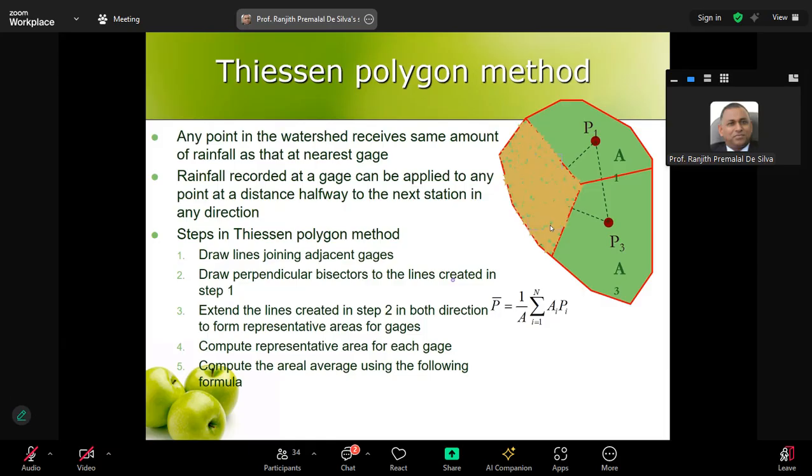The equation to calculate the average value for the area is this. P bar is the average; A1 is the area of station 1, into P1. A1 into P1, A2 into P2, A3 into P3, divided by the total area, and you get the average value. Right? Now, if I give you the values and the areas, can you calculate the average value? Okay, I'll give you a set of values.